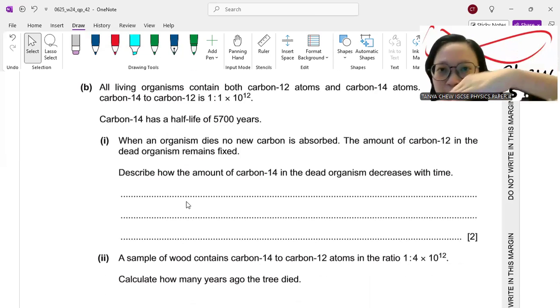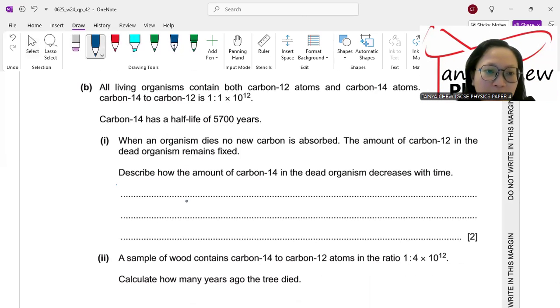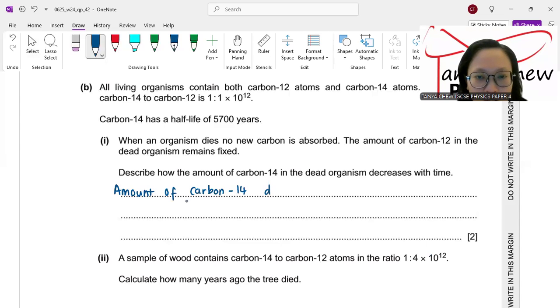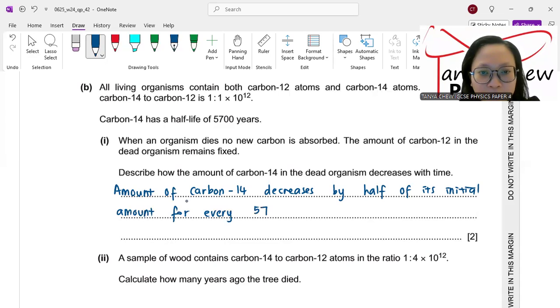So this is the decaying graph. It has to decay exponentially. So I would say that the amount or the number of carbon-14 decreases by half of its initial amount for every 5,700 years. You know why? Half-life means the time taken to decrease to half of its original value.